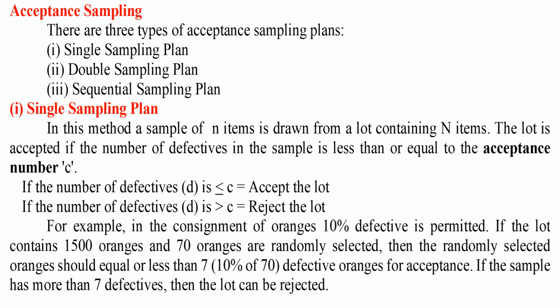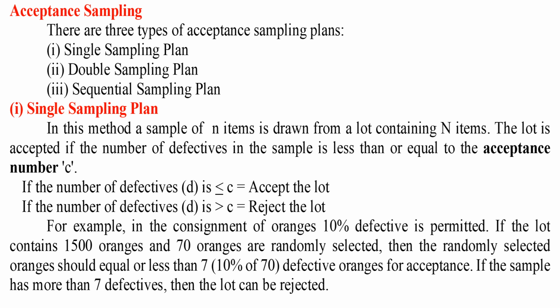Acceptance sampling. There are 3 types of acceptance sampling plans. 1. Single sampling plan. 2. Double sampling plan. 3. Sequential sampling plan. 1. Single sampling plan. In this method, a sample of n items is drawn from a lot containing N items. The lot is accepted if the number of defectives in the sample is less than or equal to the acceptance number, C. If the number of defectives D is equal or less than C, accept the lot. If the number of defectives D is greater than C, reject the lot.